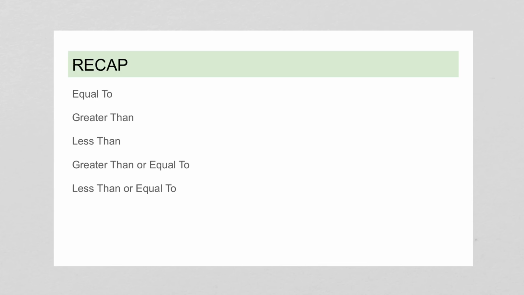So let's recap. Equal to looks like this. It means it is exactly that. It is exactly whatever value. And we graph that. How do we graph that? With a closed circle or a point. So it looks like that.